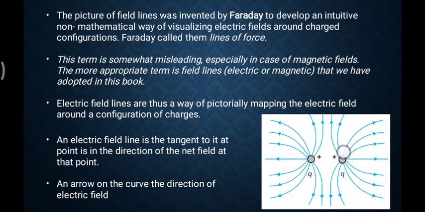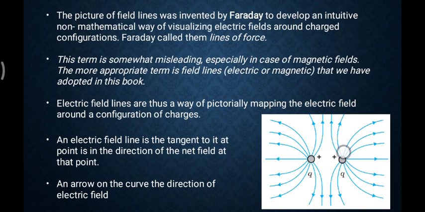You can't say it is a line of force. After that it was named field lines. It is electric field lines, magnetic field lines. That way you can adopt it, and that's why in our book also we named it electric field lines instead of electric line of force. Okay. Electric field lines are thus a way of pictorial mapping of the electric field around configurations of charge. So electric field lines are nothing but a mapping system. We are mapping something through which we can judge our electric field.